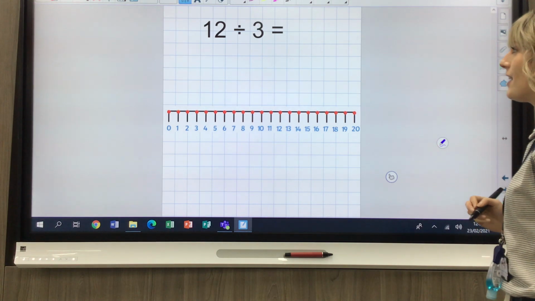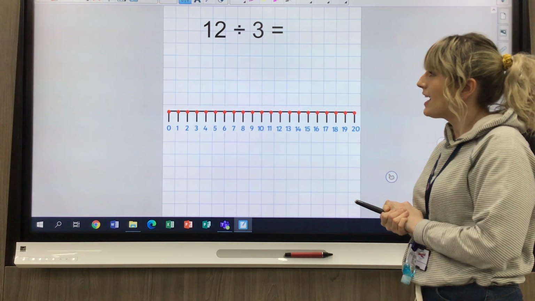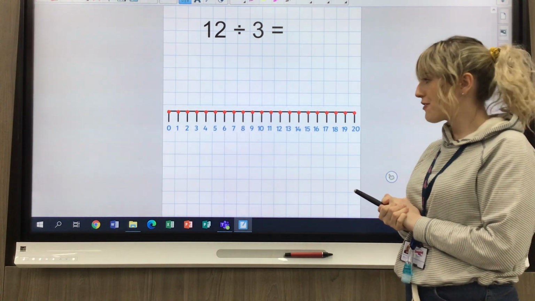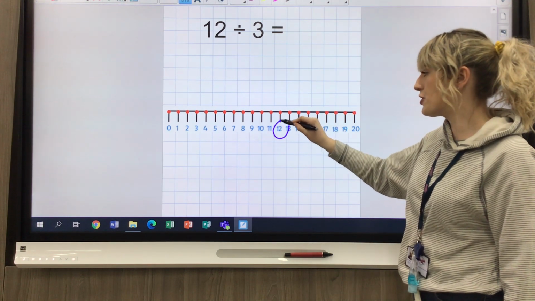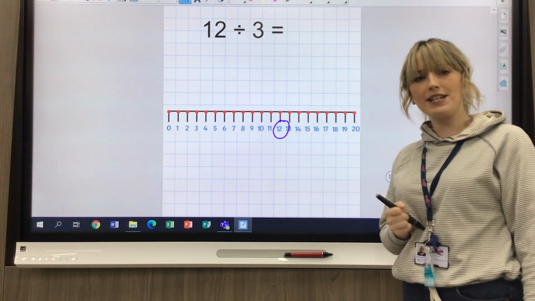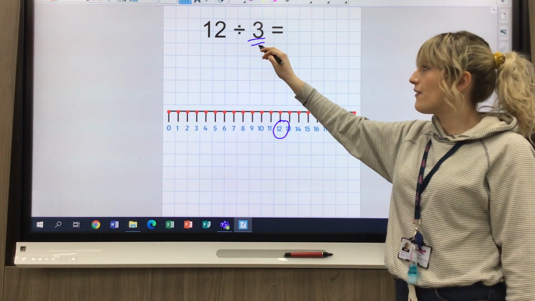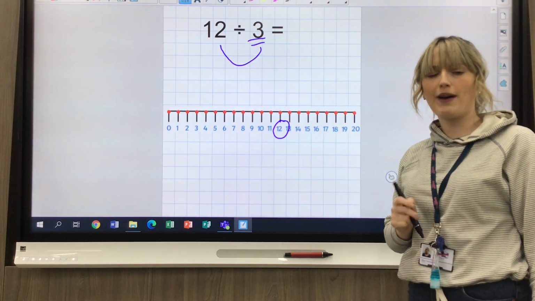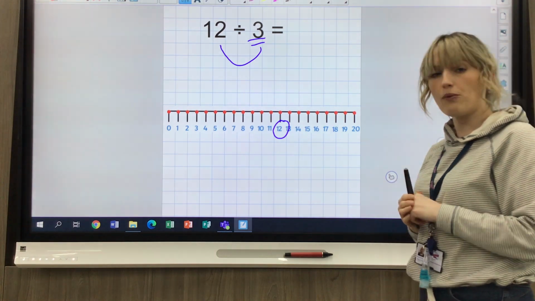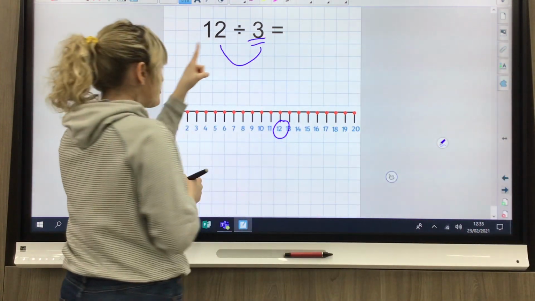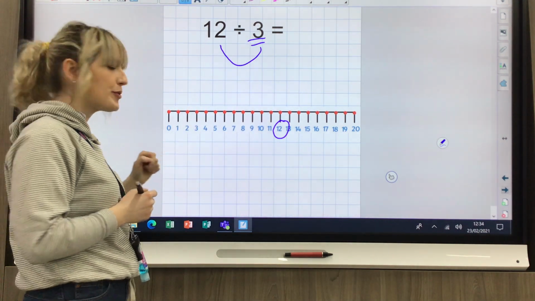Okay, so this one, and you've got a number line in your booklet, it says 12 divided by 3. So we've got 12 all together, so I'm going to circle 12. Now when we're dividing, we're seeing how many 3's fit into 12. So how many groups of 3 we can fit into 12. So what we're going to do is jumps of 3 until we get to 12, and figure out how many jumps we can do.